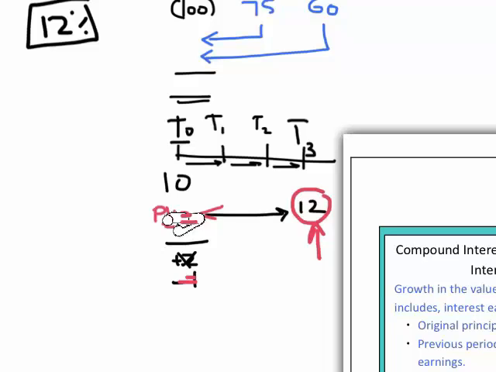The calculator already understands. So you just type 12 and press I/Y, the I/Y key within the time value function. That is the interest rate per year.